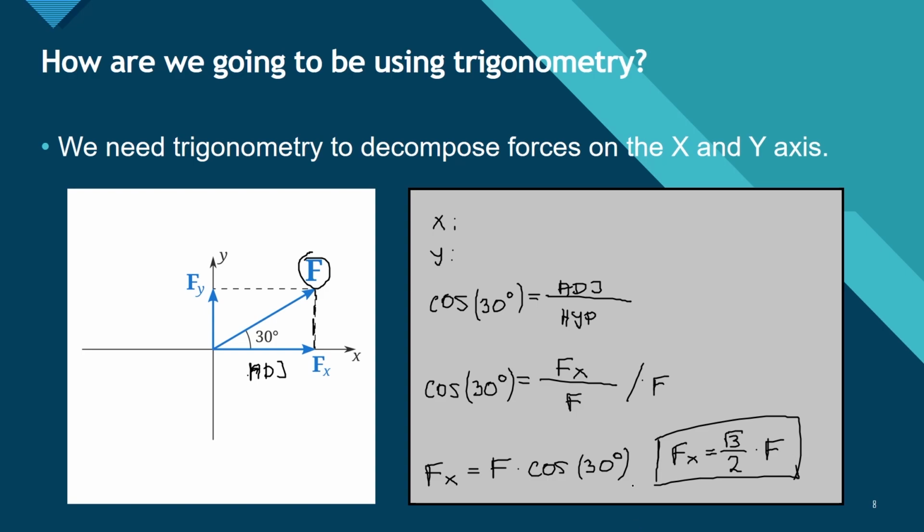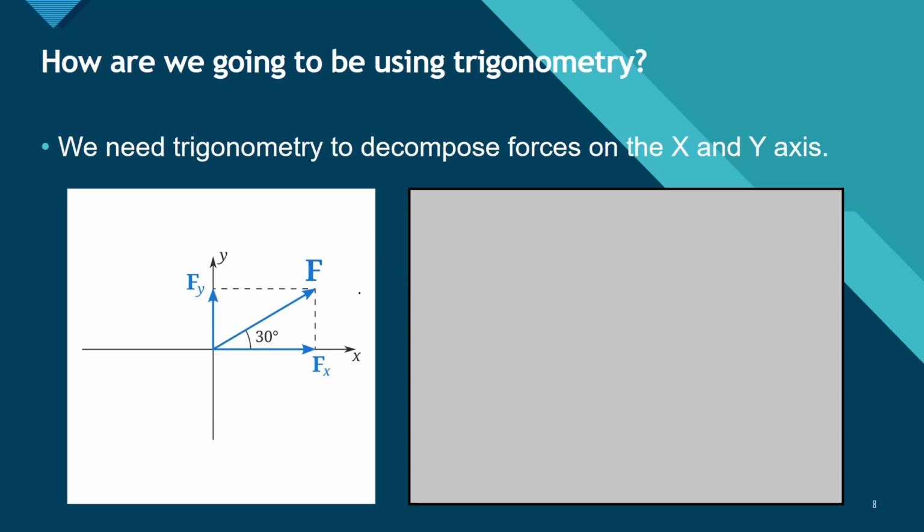Now, what about the vertical projection? The vertical projection is the one right here. So this is Fy, okay? So Fy is unknown. We know the hypotenuse, and we know that Fy in this case is the opposite side for this right triangle. So we write the sine function. So we write sine of 30 degrees is equal to the opposite side divided by the hypotenuse, okay? And of course, sine 30 degrees is equal to the opposite side, which is Fy, divided by force F.